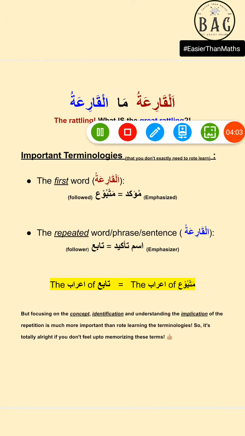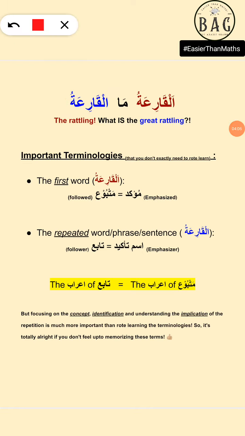What are the actual terminologies? Since this word is the one that is emphasized, which means that it is maf'ul, we are going to call it matbu. Okay, this once again is the pattern for maf'ul. So it means it is followed. Followed by whom? Followed by the follower, aka tabe. Tabe means the one who follows, or the follower. Okay, and matbu is the one that is followed.